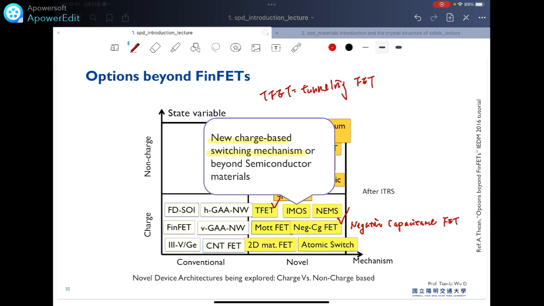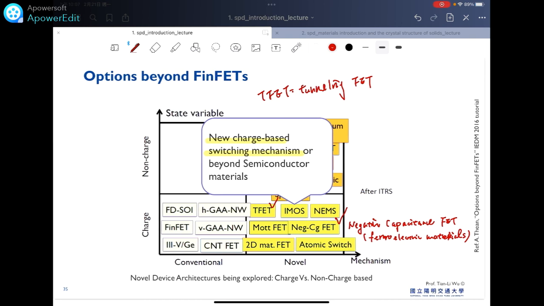So negative capacitance FET is mainly enabled by considering ferroelectric material. We need to consider ferroelectric material that enables the negative capacitance effect here.